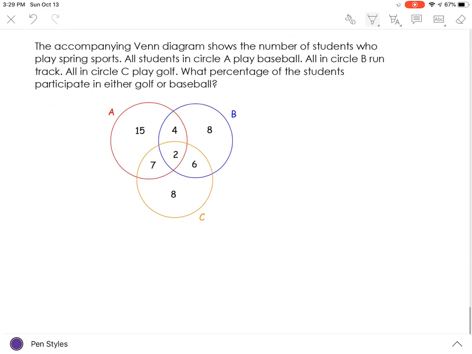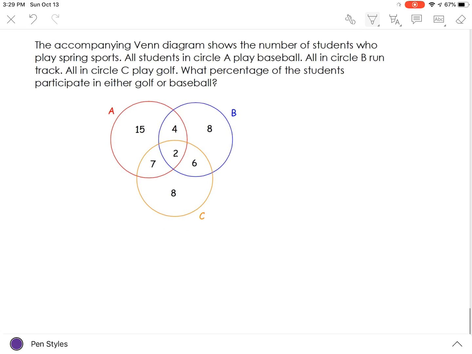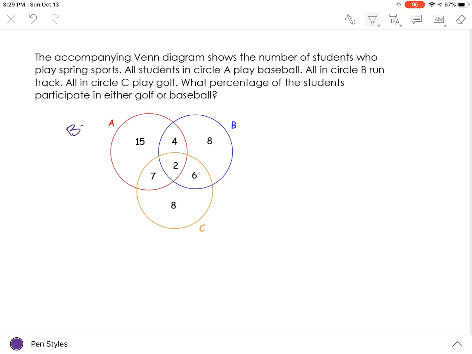Let's look at one more problem. The accompanying Venn diagram shows the number of students who play spring sports. All students in Circle A play baseball. All students in Circle B run track. And all students in Circle C play golf. We want to figure out what percentage of students participate in either golf or baseball. So which students participate in golf or baseball?